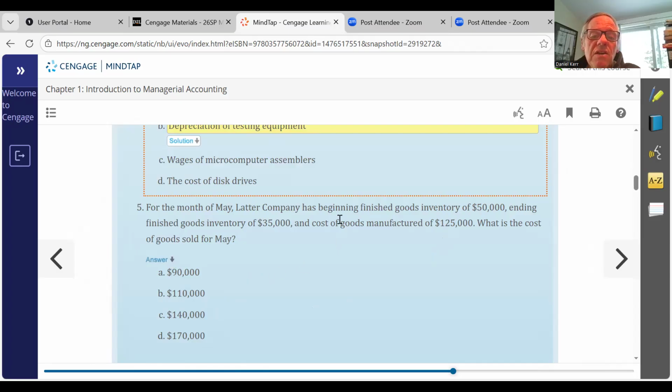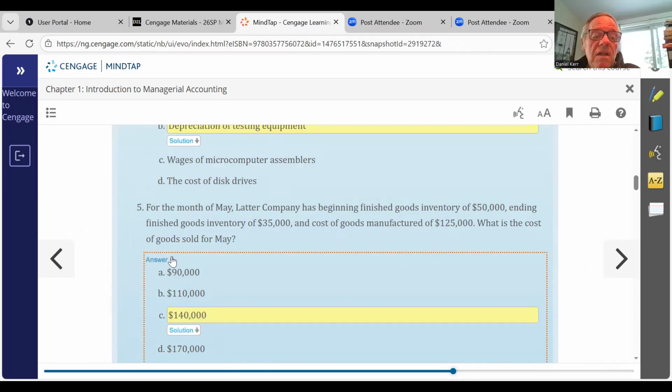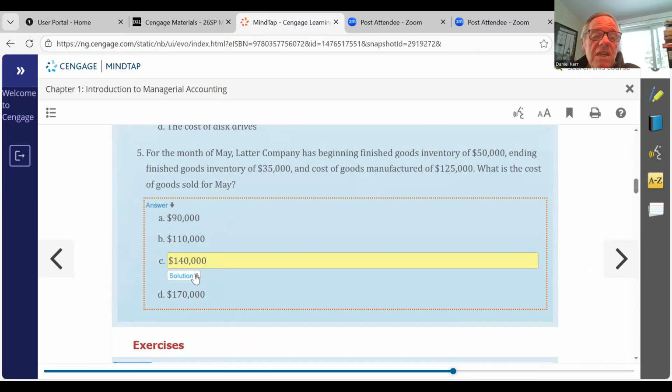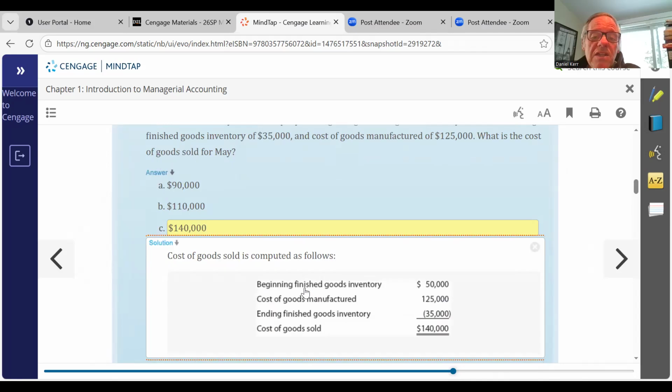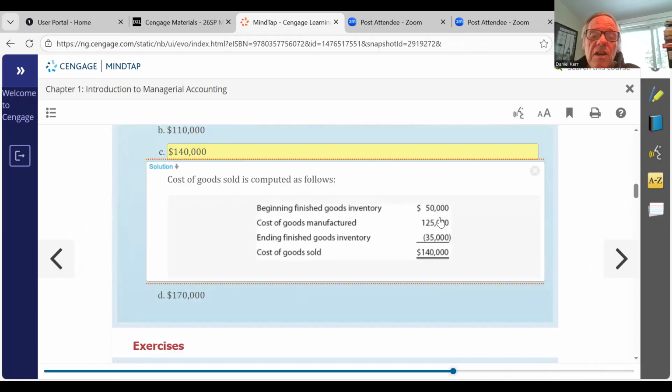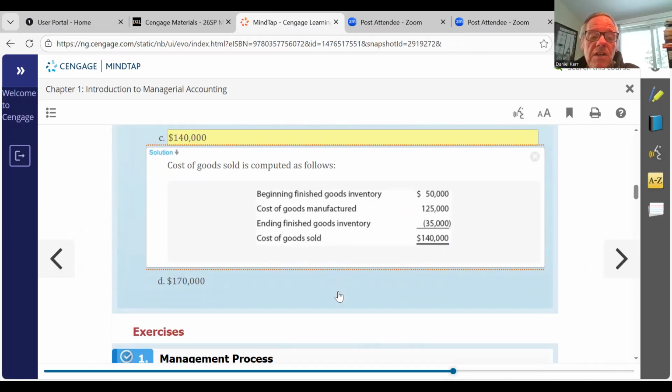When you have things like this, always do your calculation first and then go looking for the right answer. And you'll see that it is indeed 140,000. If you click on it, you can see the little schedule there. Beginning inventory plus cost of goods manufactured minus ending inventory gives us cost of goods sold. Okay, so the correct answer there is C.